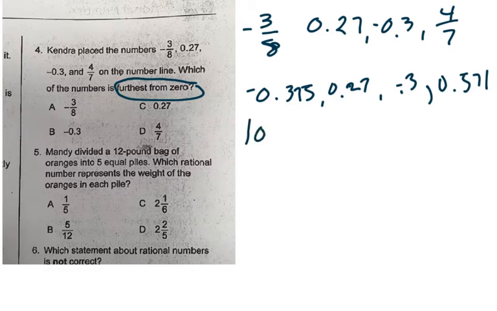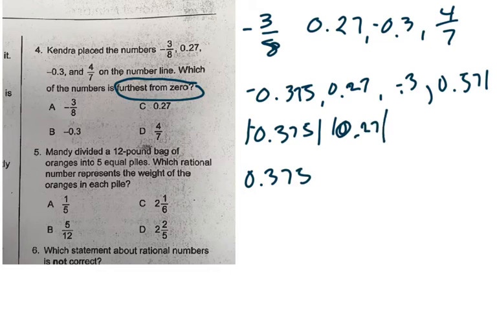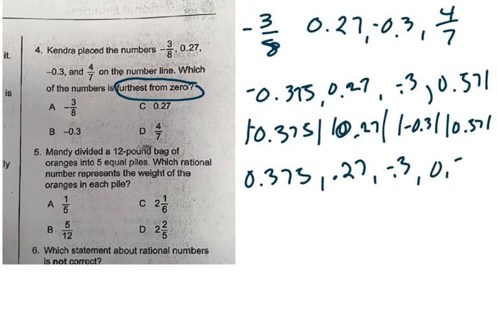So the absolute value of negative 3 and 75 hundredths is 3 and 75 hundredths. The absolute value of 27 hundredths is 27 hundredths. The absolute value of negative 3/10 is 3/10. And then the absolute value of 5 and 71 hundredths is 5 and 71 hundredths. Or, I'm sorry, 571 thousandths. Sorry about that. I was writing and talking at the same time.